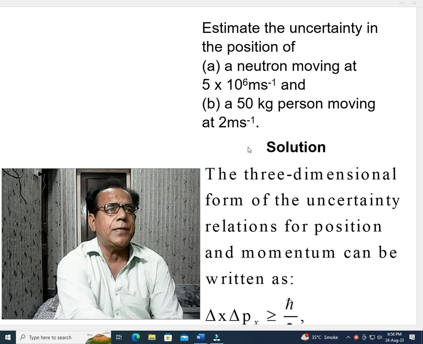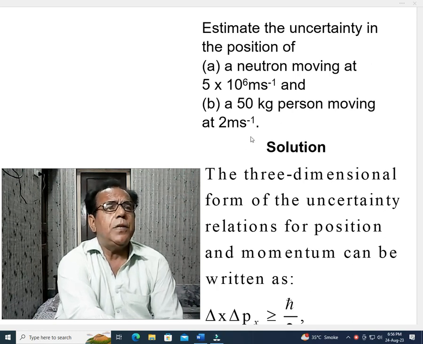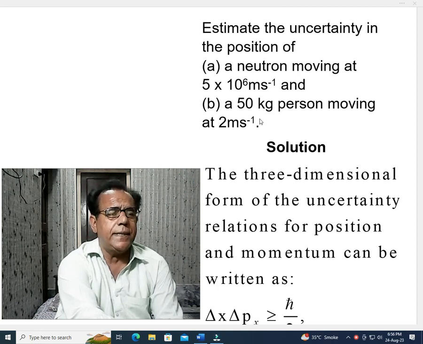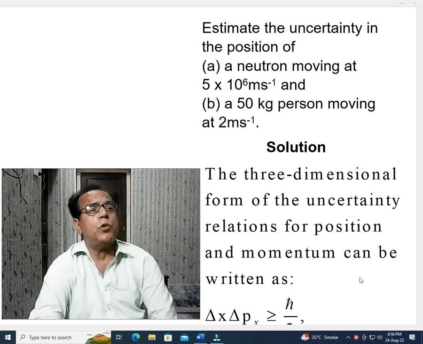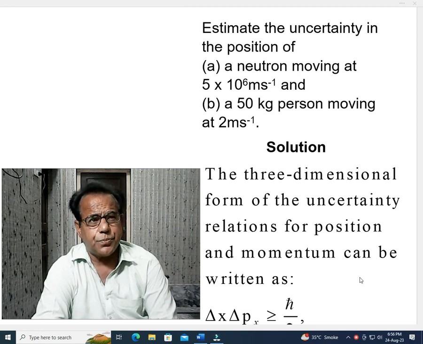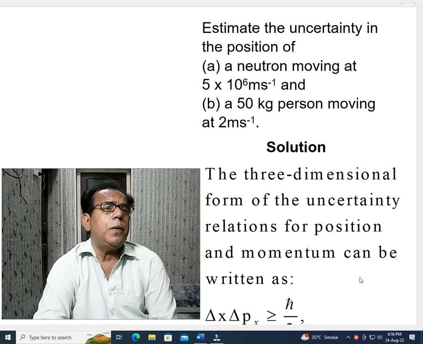This is our next problem of quantum mechanics. The problem has been taken from the book Quantum Mechanics: Concepts and Applications by Zettili. As usual, we first come to its statement. This problem is about the uncertainty principle.